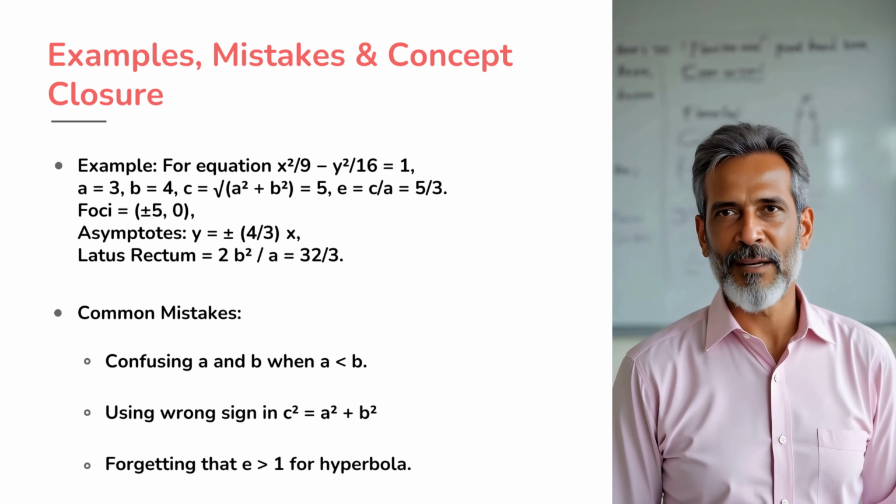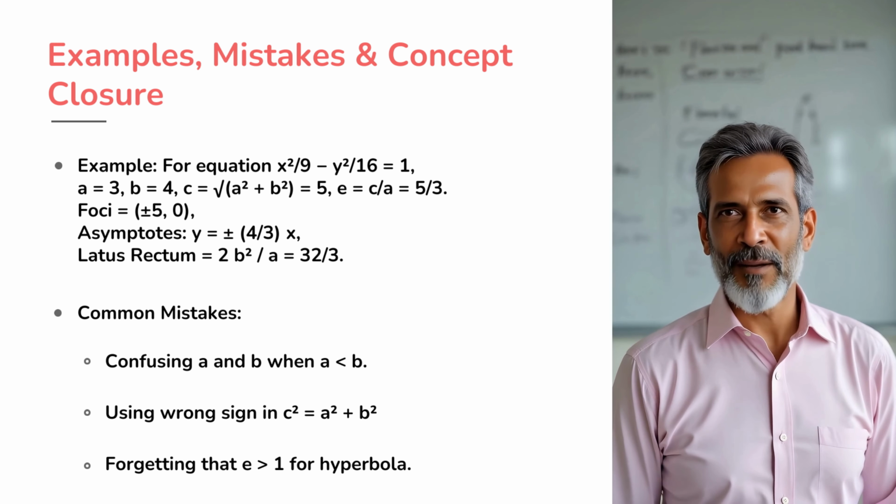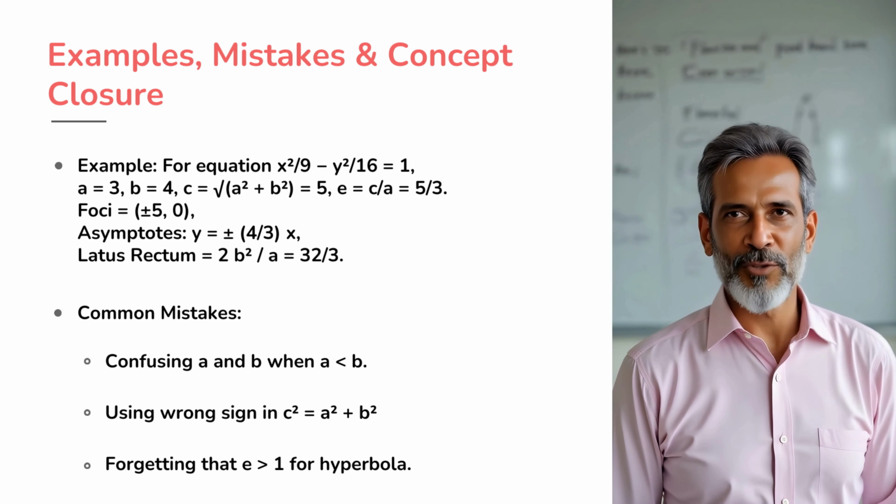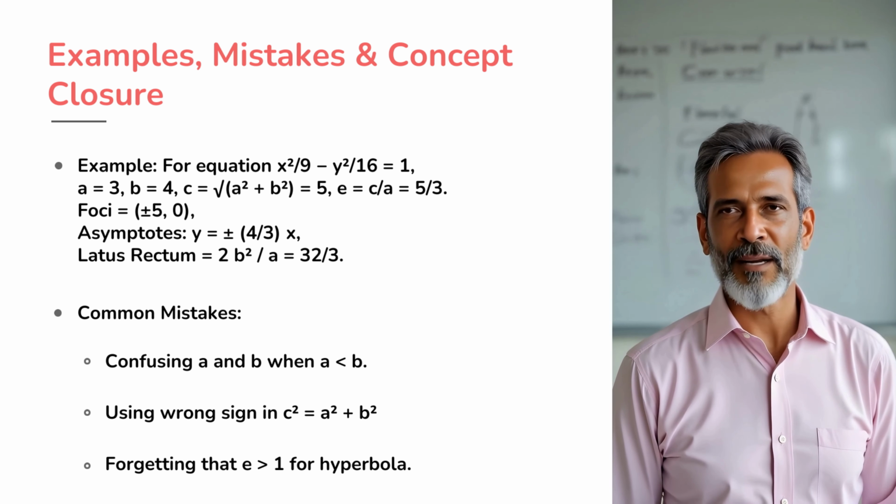Verification checklist. Vertex (a, 0) must satisfy the equation. Foci are at plus minus c, 0. Asymptotes: y equals plus minus b by a x.